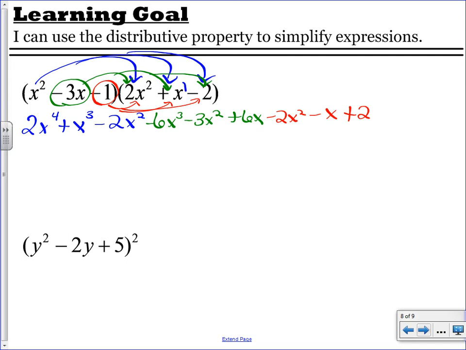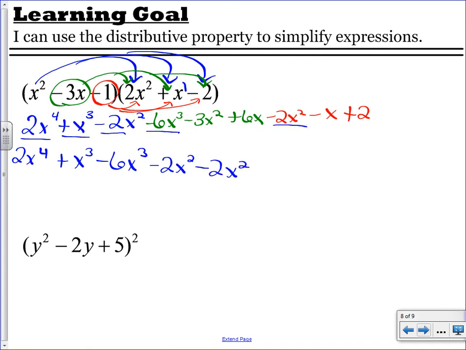Okay, Danielle, what will I do on my next step here? Good. So what will I write down? 2x to the power 4 plus x cubed minus 6x cubed minus 2x squared minus 2x squared minus 3x squared plus 6x minus x plus 2. Perfect.